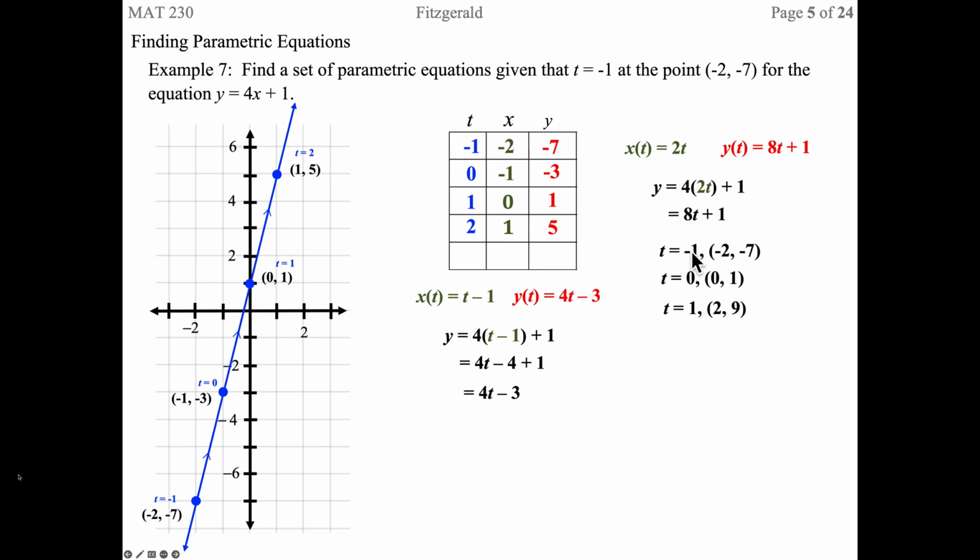So when t is -1, I'm at (-2, -7). When t is equal to 0, I'm jumping up to (0, 1). So that's like doubling my time, is like doubling my original slope. So if I had t equals 3, put that in my table, I would go up 4, right 1, so I would be at the point (2, 9). And so this is another parametric set of equations that graph the same line.